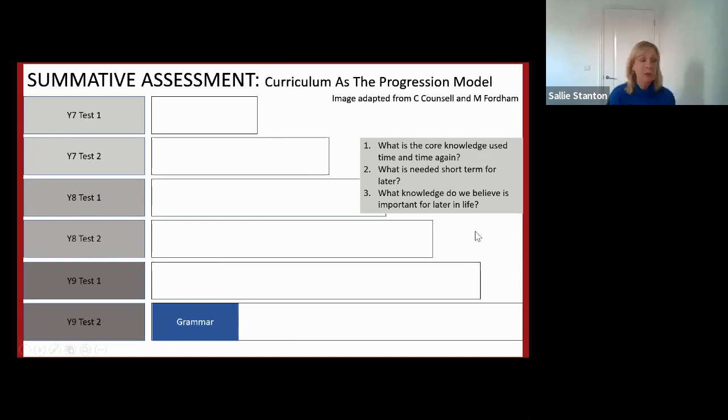And then thinking about the second question, what is it that's needed short term for later? Well, in year 7, we teach the novel Jekyll and Hyde.